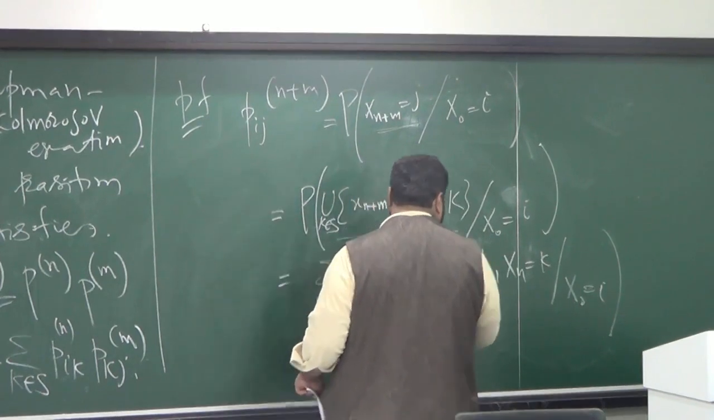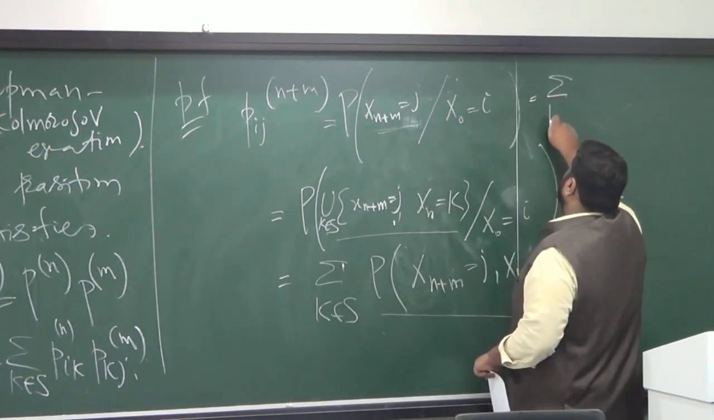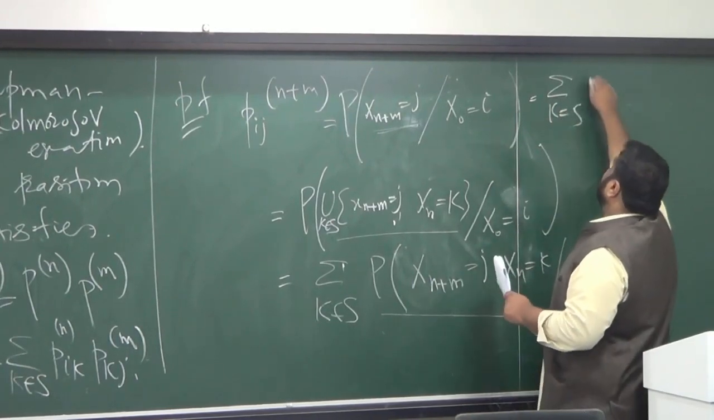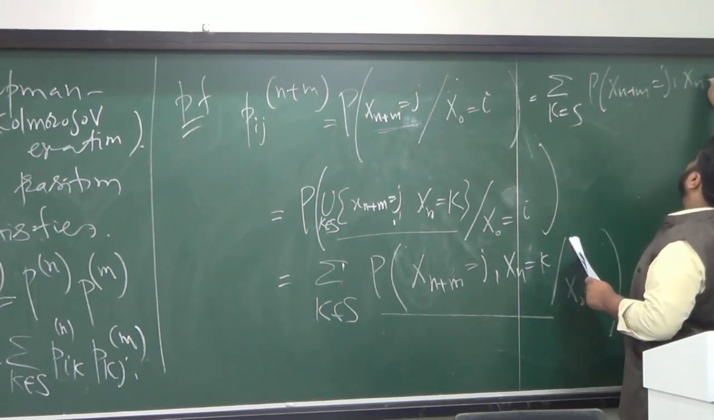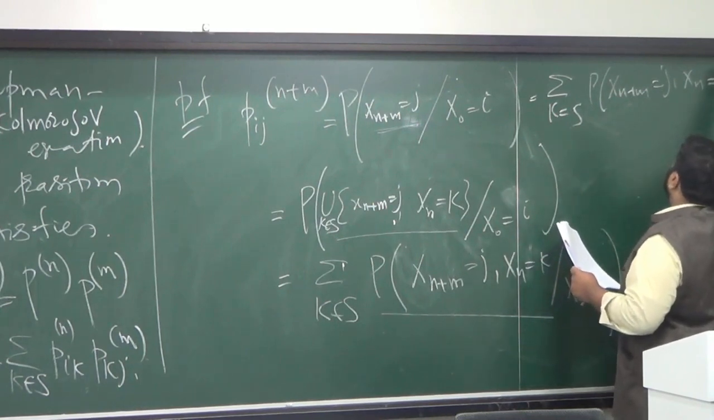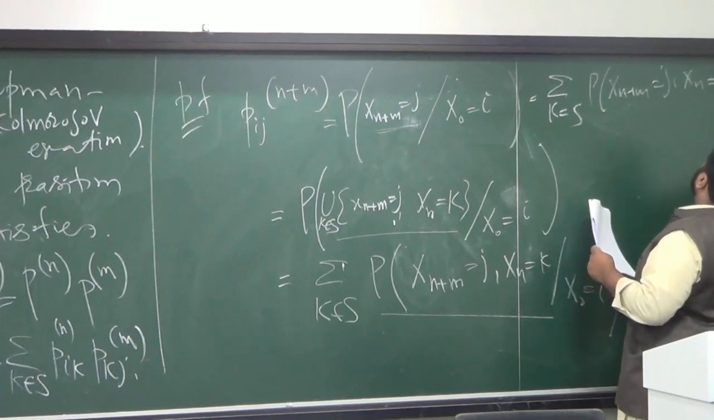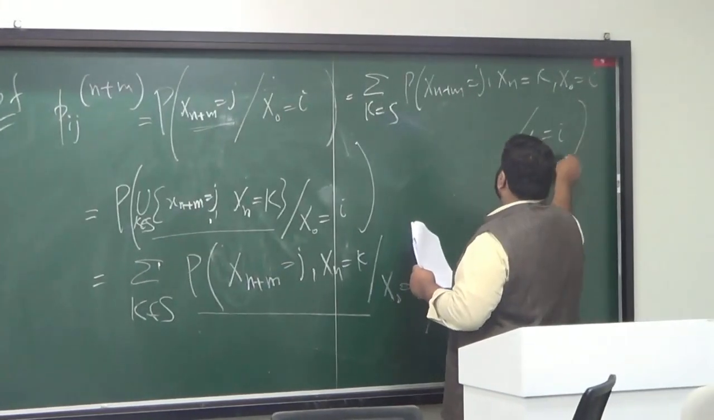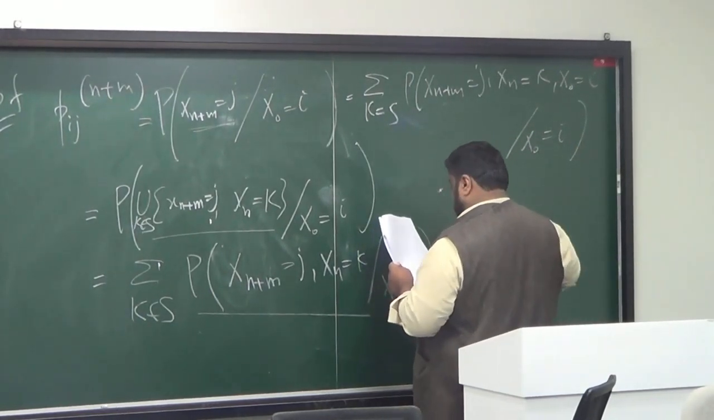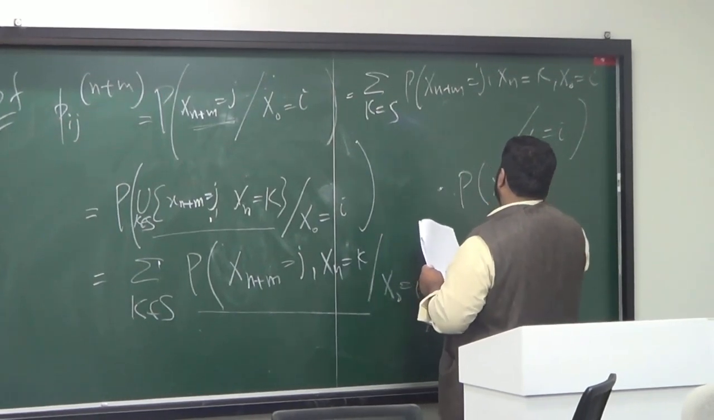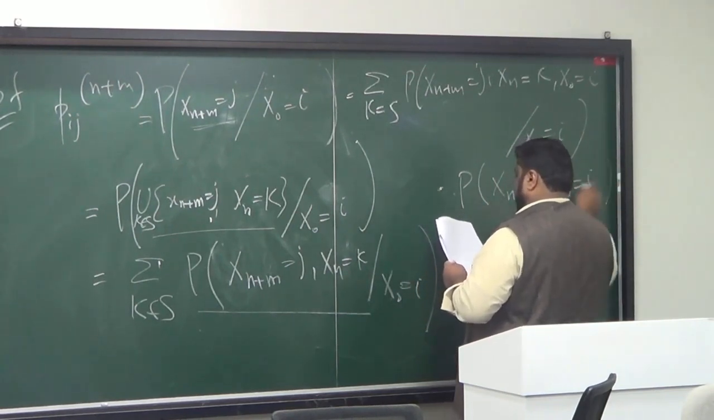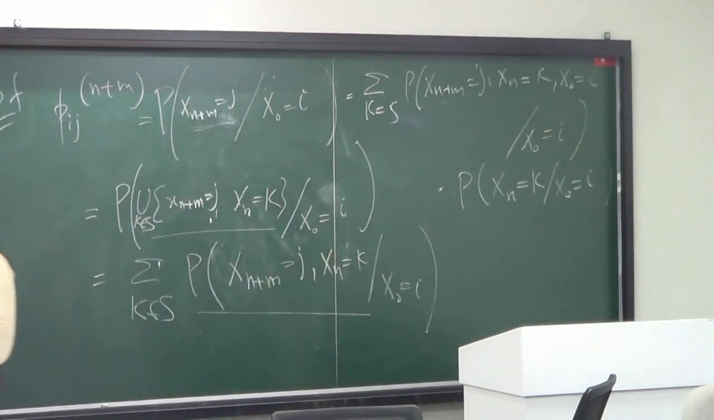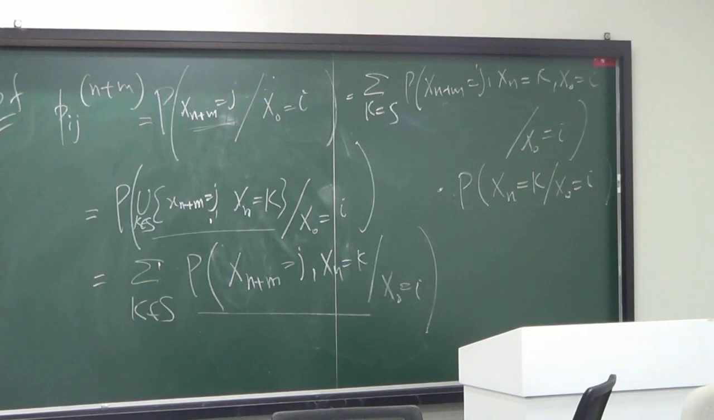So, I can play a little game with this expression, and I can say this is the same as the sum over Ks of the probability that on the n plus mth step I am in the state J, and on the nth step I am in the state K, given that at naught I was I, times the probability that at the nth instant I was in K, given that I started from I. So it's just rewriting the same probability.